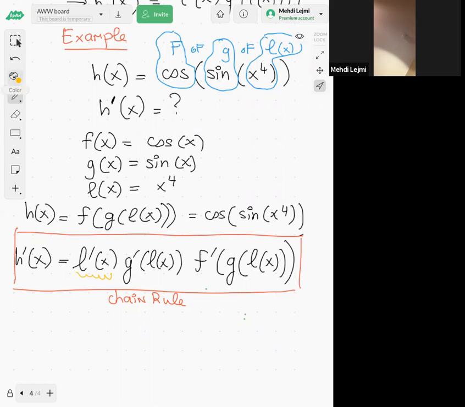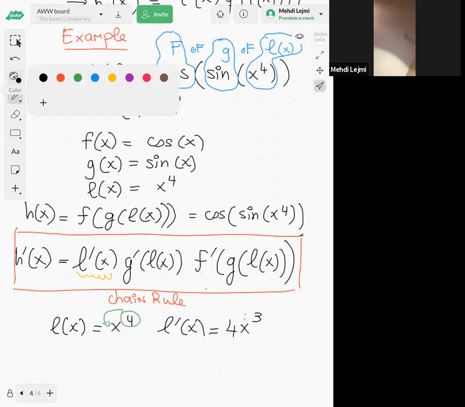So what's L prime of x? Well, L of x is x fourth. Then L prime of x: you bring down this 4 in front of x, and you subtract 1. So L prime of x is 4x cubed, right? So that's L prime of x. Now next, we need g prime of L of x.